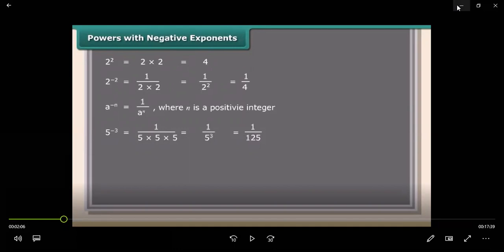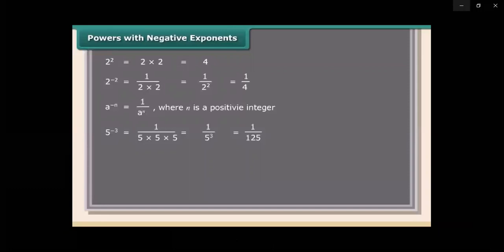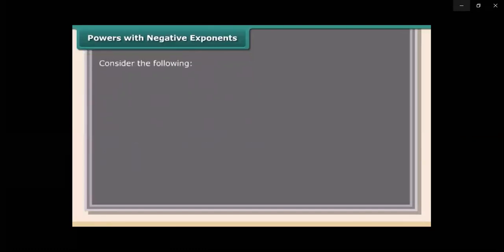Next, the example is 5 raised to the power negative 3. It can be written as 1 upon 5 into 5 into 5, that's equal to 1 upon 5 raised to the power 3, which is equal to 1 upon 125. In this way, we can represent the exponent forms of a base which has a negative power. Similarly, 10 raised to the power negative 1 can be written as 1 upon 10, and 10 raised to the power negative 2 is equal to 1 upon 10 into 10, that's equal to 1 upon 100, or 1 upon 10 raised to the power 2. So in this way, we represent powers with negative exponents in the denominator, with 1 in the numerator.